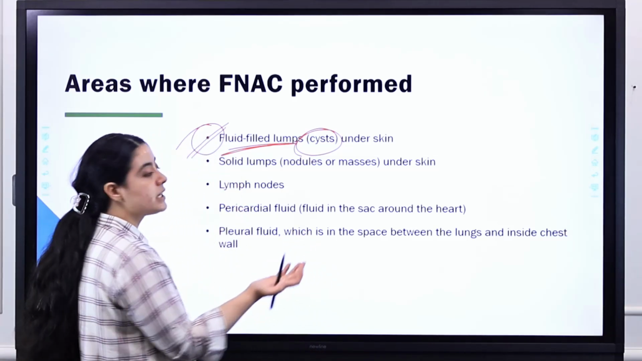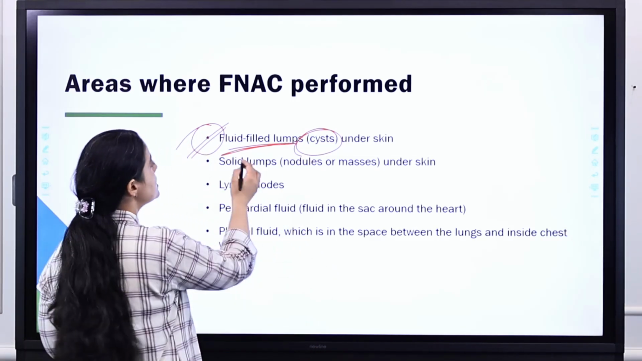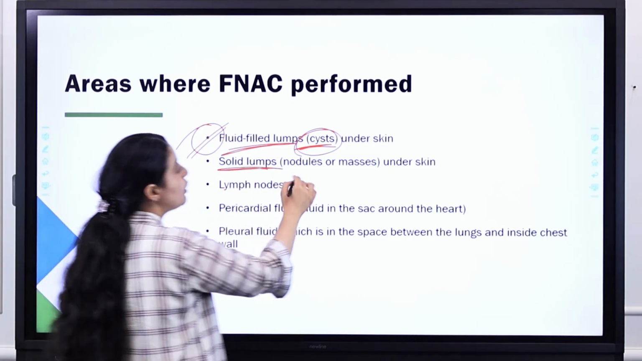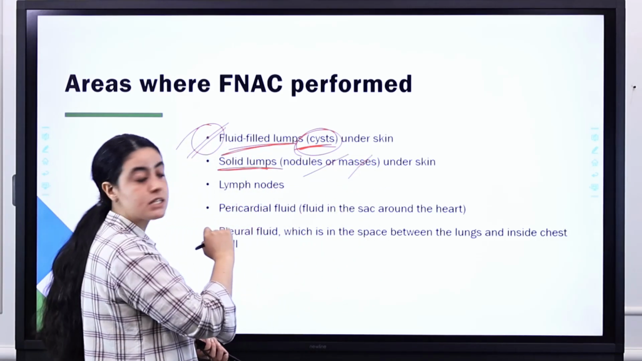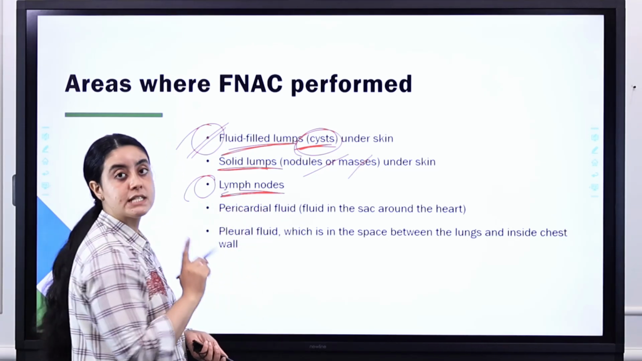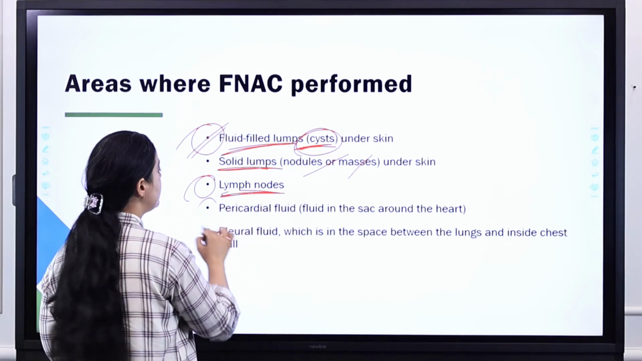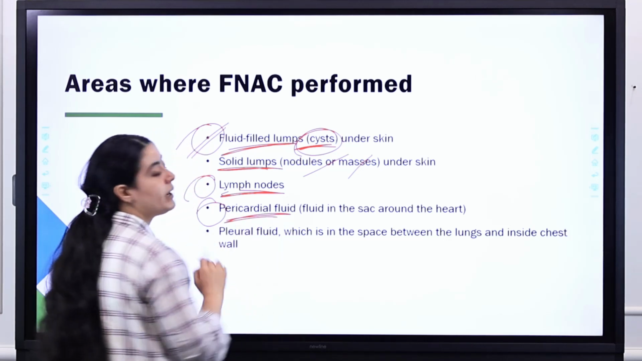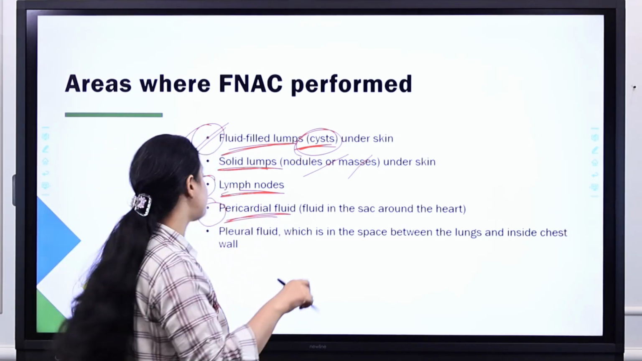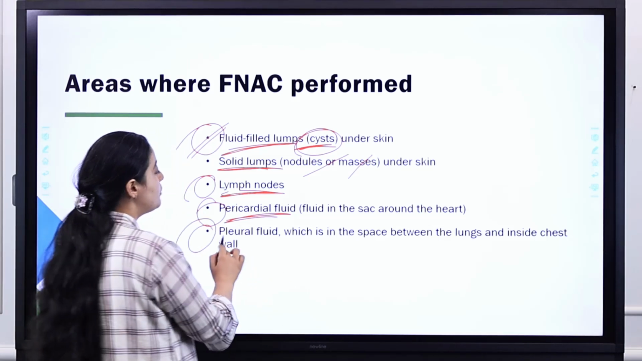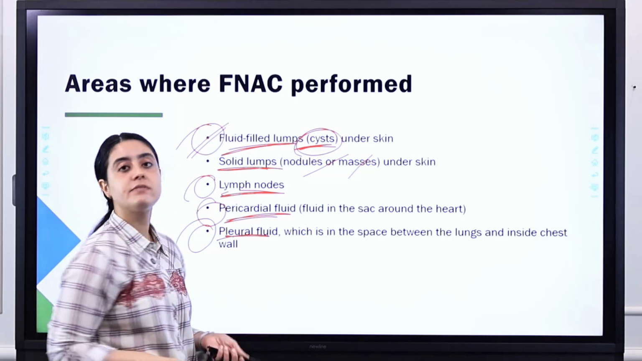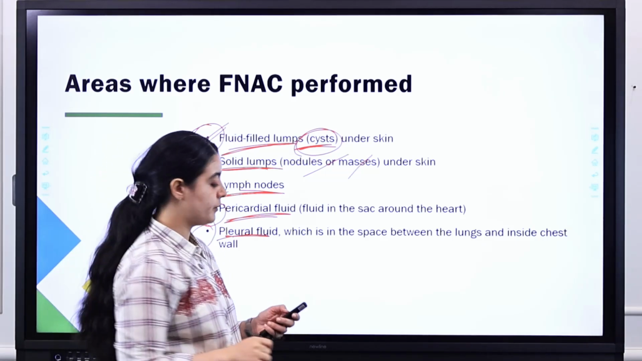So what are the conditions where we can perform FNAC? First is a fluid-filled cyst. Second, solid lumps in which nodules or masses are present under the skin. Third, lymph nodes. We can perform FNAC in lymph nodes. Then we have pericardial fluid, which is present around our heart. Then we have pleural fluid, which is present in the spaces between our lungs. So these are the areas where we can perform the FNAC technique.